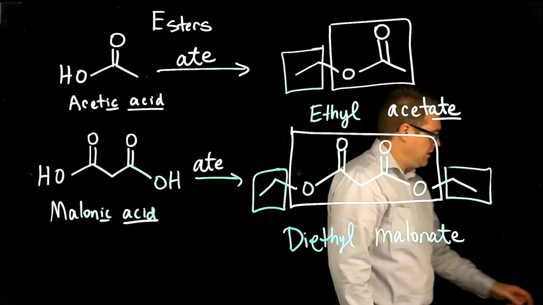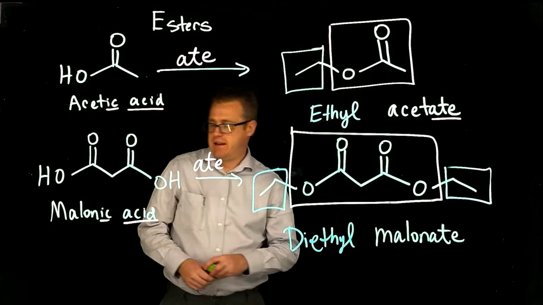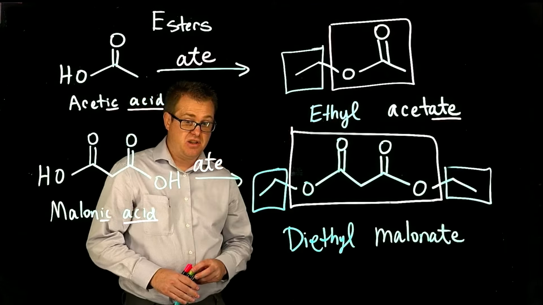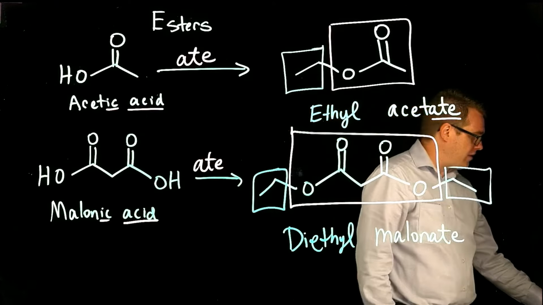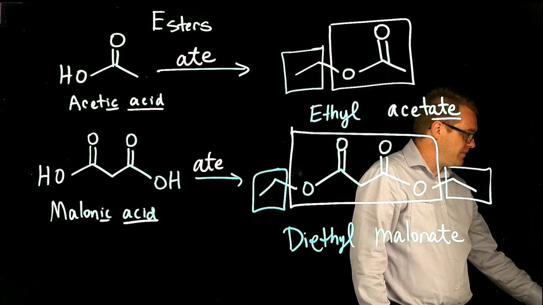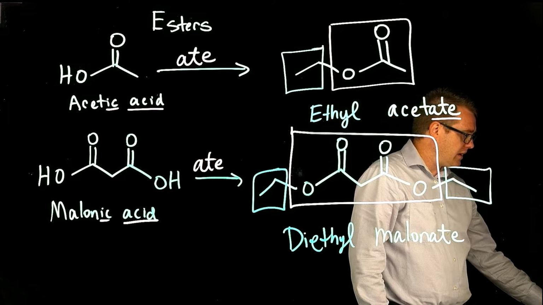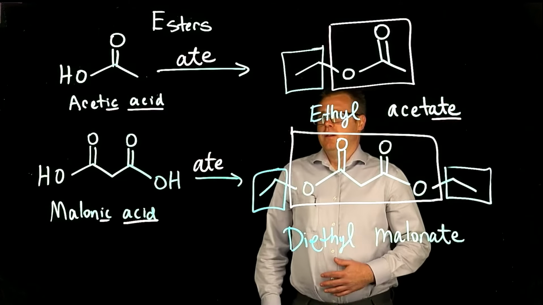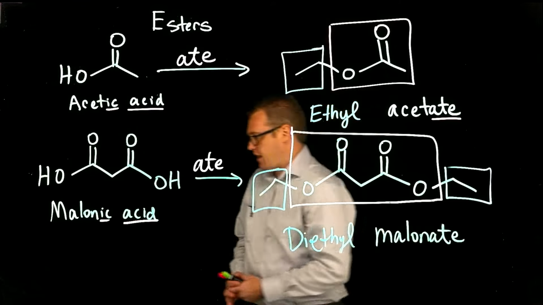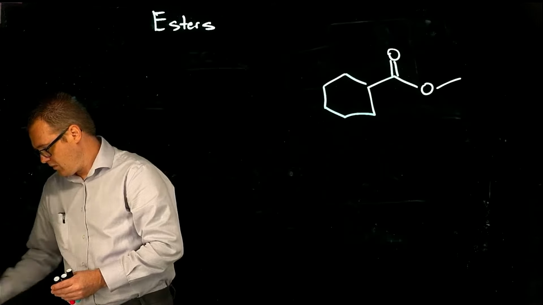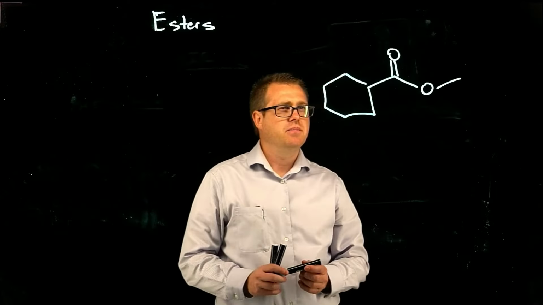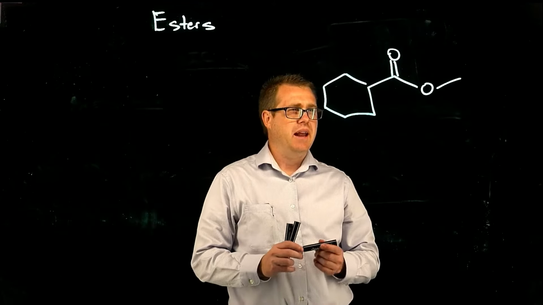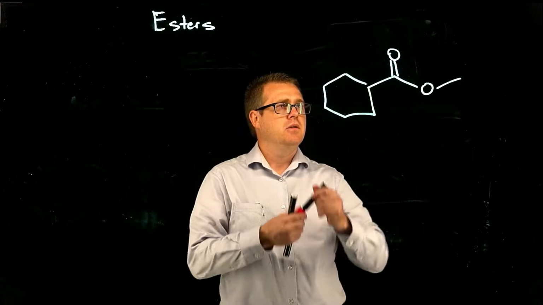Now we can have esters on rings, and we can also have esters in the rings. So we're going to take a look at those two different types. Okay. So let's take a look at that. Well, here we have another ester. So how do we name it?